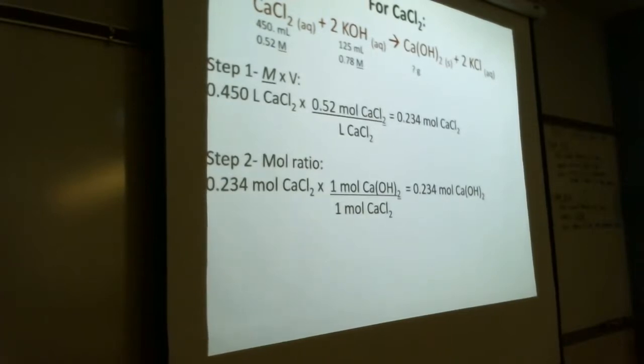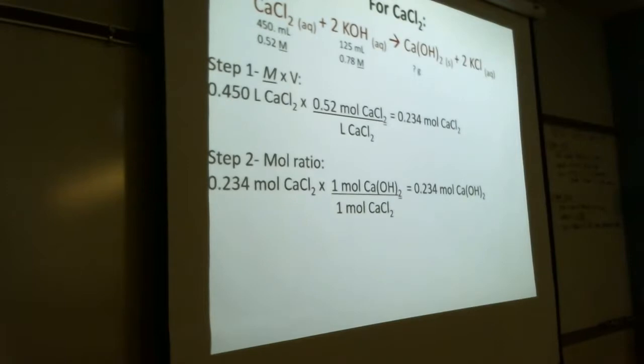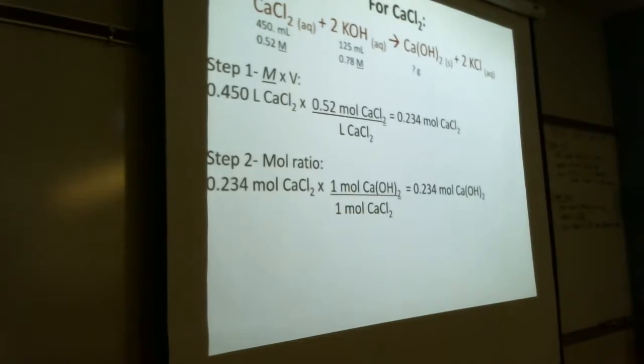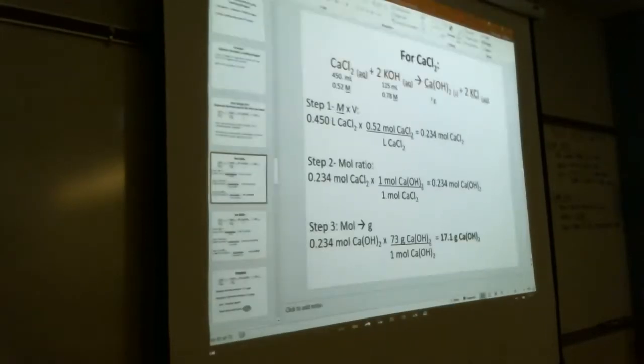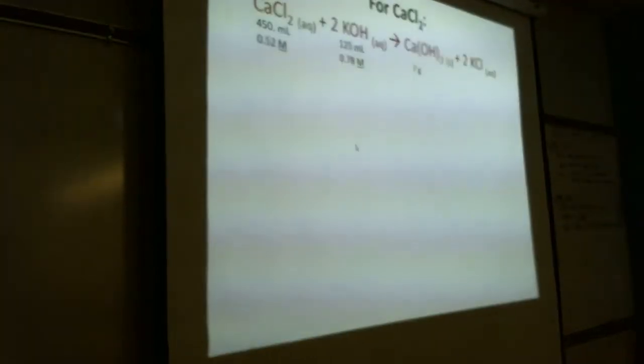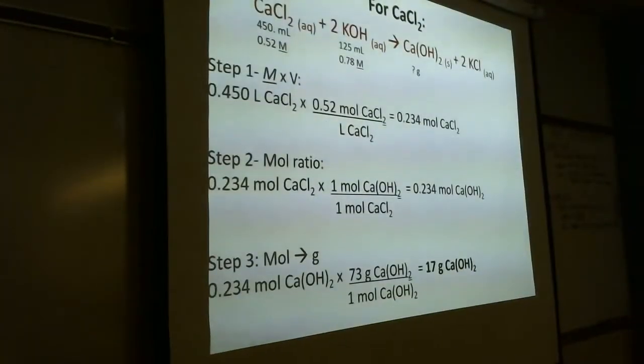And then last, the problem asks for the mass of precipitate, not the number of moles of precipitate. So I convert that to grams, rounding my molar mass to 73. I can keep, not 3 sig figs, 2 sig figs, right? Because that molarity only has 2 sig figs. So it's not 17.1, it's just 17. Because that has 2 sig figs, that has 3. So I can only keep 2 sig figs in my final answer.